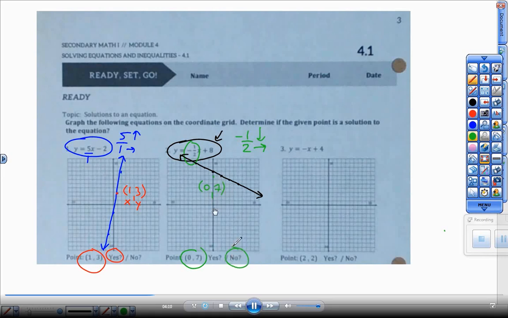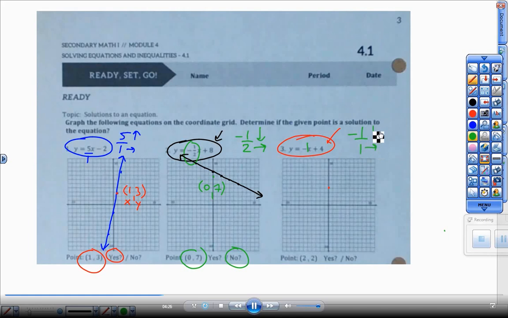That point is not on the line, not a solution to the equation. If it's not on the line, it's not a solution to the equation. All right, this one, positive 4 right here. That number in front of x, negative 1. If there's no number there, that negative x is negative 1.